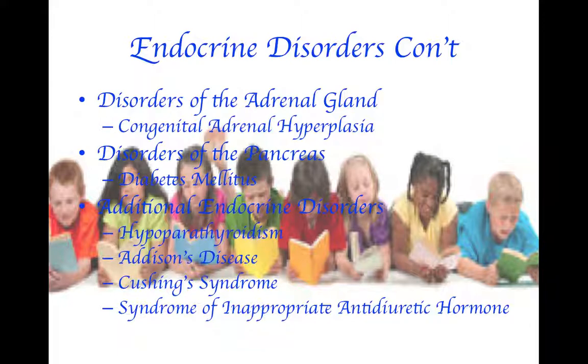The presentation of Addison's may be as an acute or chronic problem. The acute phase is life-threatening with symptoms of severe hypotension, shock, electrolyte imbalances, dehydration, weakness, cardiovascular changes, fever, mental status changes, and hypoglycemia. An acute crisis can also occur with febrile illnesses, infections, or stress.